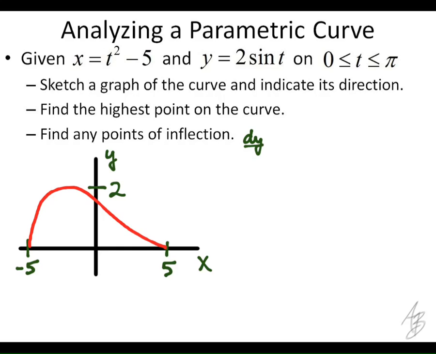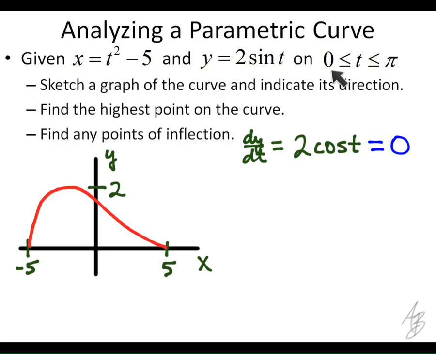So we find dy dt, and dy dt is going to equal, did you say 2 cosine of t? Okay. So dy dt is going to be 2 cosine of t, and then we want to set that equal to 0 to find critical points. Notice that this doesn't have anything to do with the x function here, the x parameter. It only has to do with the y. So we set that equal to 0.